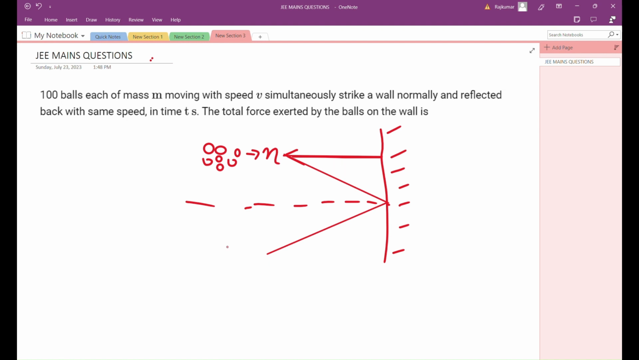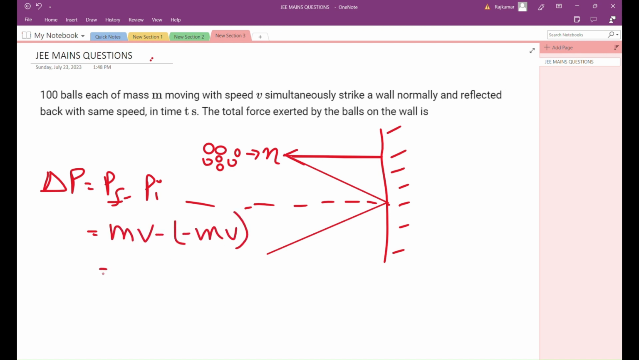Delta p is equal to p final minus p initial, right? And here delta p final minus, that is mv minus of minus mv, is equal to 2mv. So this is change in momentum delta p. So let's take it as equation number 1.